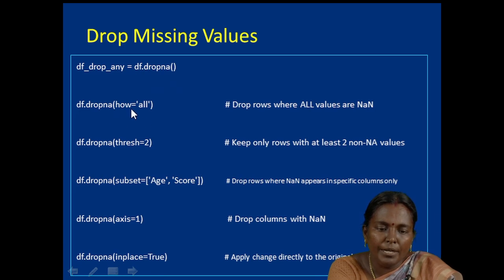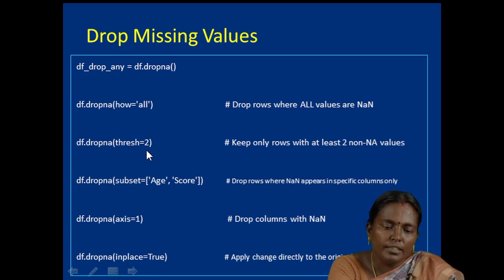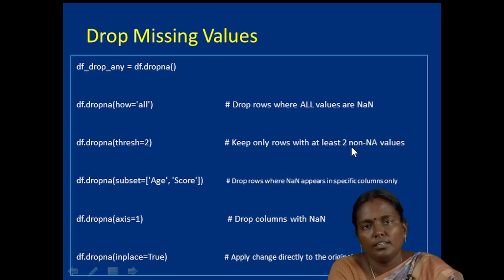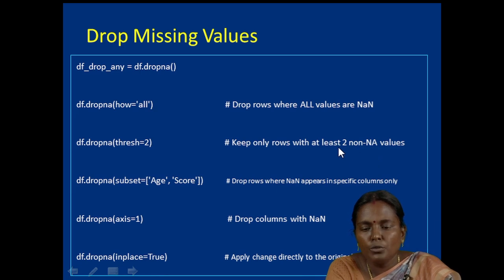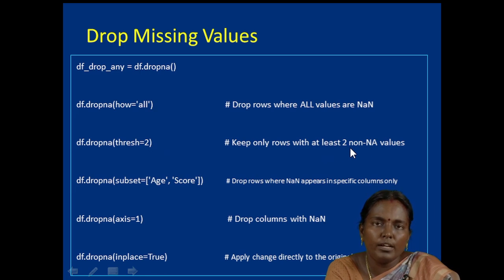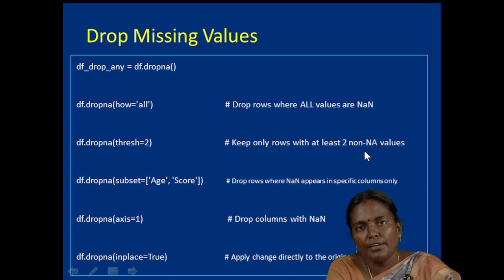And for dropna, if I am passing the parameter how is equal to all, then this will drop the rows which have all values as missing values, that is NaN. And the next example is thresh is equal to 2. This keeps only the rows with at least 2 non-null values. It will find whether the given number is 2. So if a row has at least 2 non-null values, it will keep that row, and if it has more than 2 columns with null values, then it will drop that particular row.